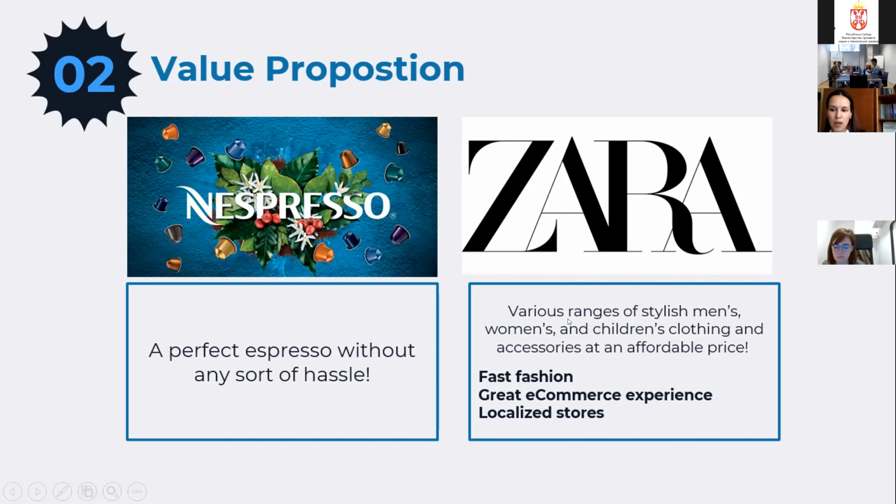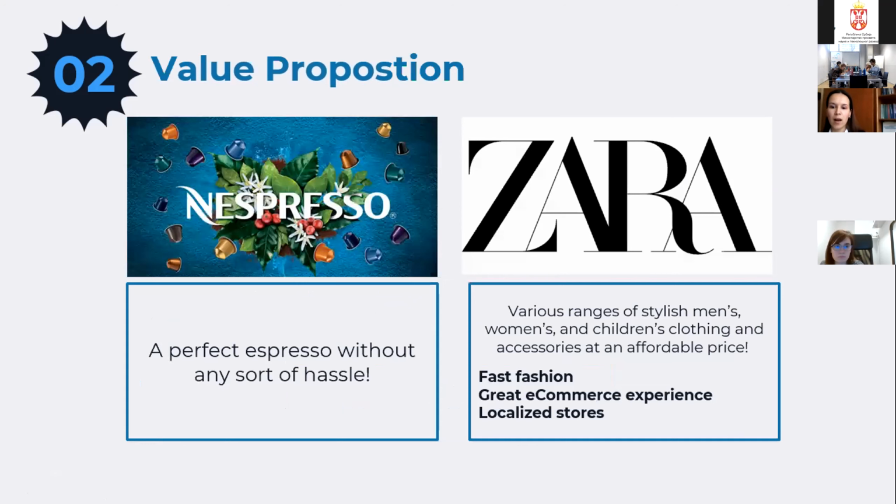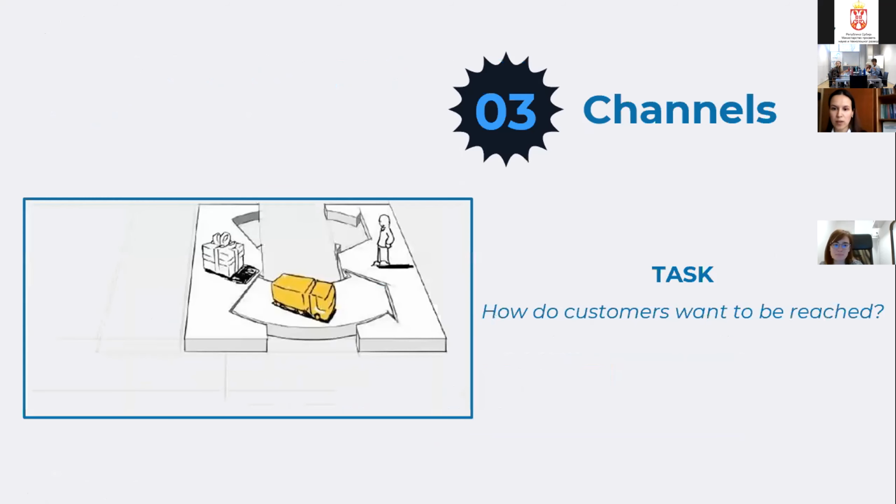So Zara offers various ranges of stylish men's, women's, and children's clothing and accessories at an affordable price. What is this in this sentence, affordable price? That is an example of a quantitative value proposition. We said that the value proposition can be quantitative, like price, but it can also be qualitative, like overall customer experience. So this is the second block of the business model canvas.